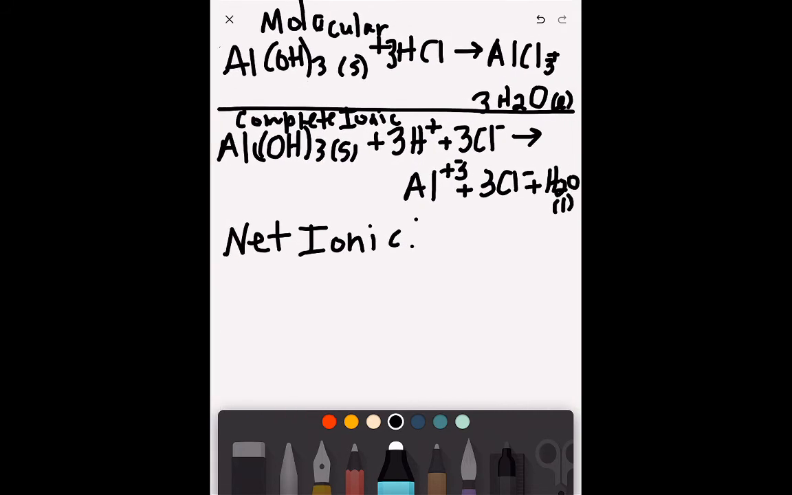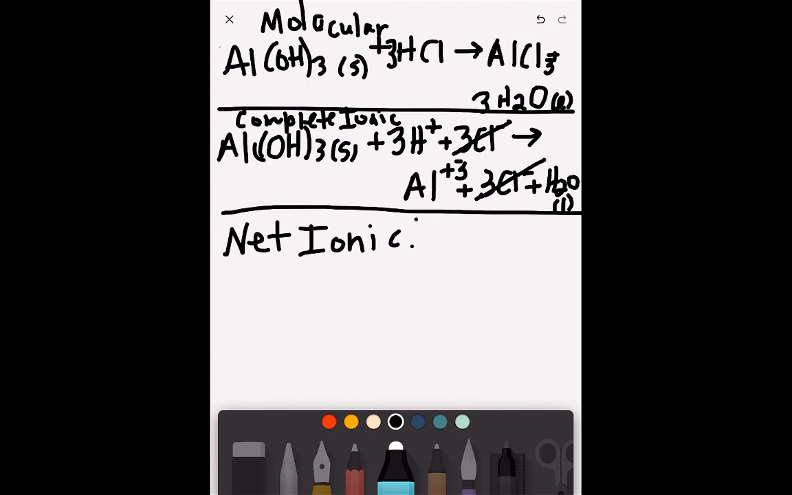Now, to get our net ionic, remember that we have to mark out the spectator ions. So, any ion that's on both sides of that complete ionic equation, we can mark out. They cancel each other out. So, you will notice here that the only thing that I have that's the same on both sides is the 3Cl minus. I have 3Cl minuses on the left side of the arrow and on the right side of the arrow, so I mark those out. There's nothing else that I have on both sides of the arrow except for the 3Cl minus.